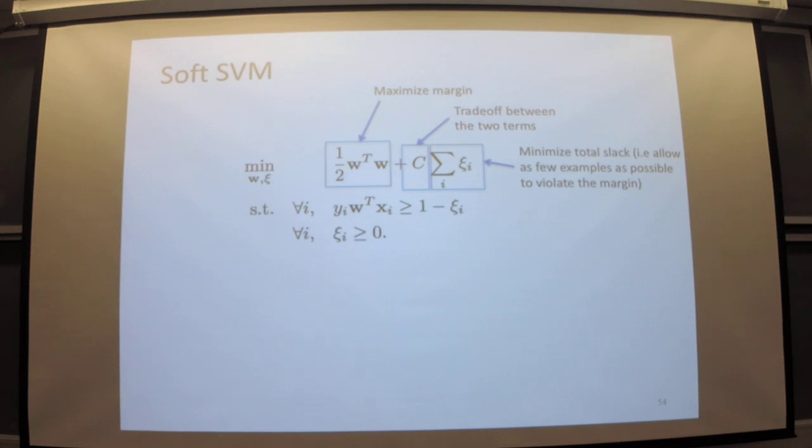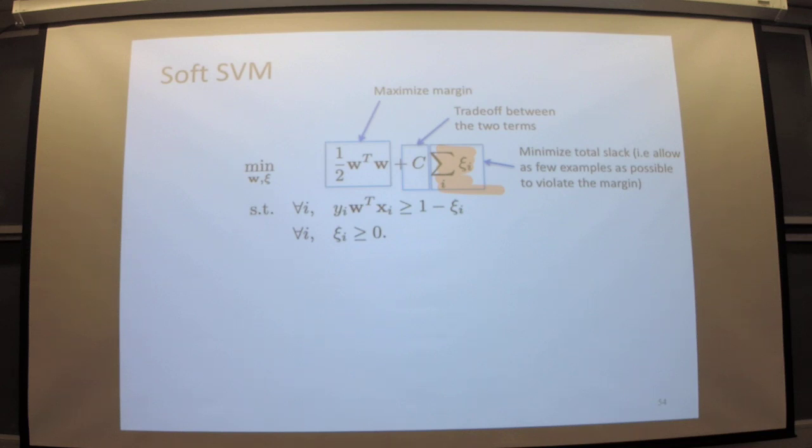Finally, I get to control how I want to trade off these two things. Do I want to maximize the margin, or do I want to minimize the total slack? And the C is this trade-off parameter. It's the hyperparameter that we're going to introduce. If you set C equals 0, that means this thing disappears. If that disappears, then we are back to, okay, what happens when C disappears?